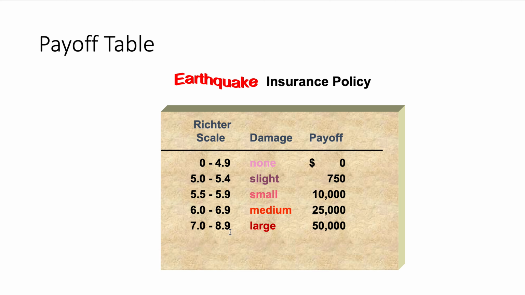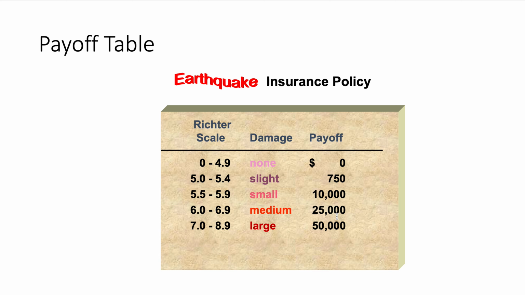Now this is the underlying variable. We call it a random variable here, where the outcome depends on what the earthquake really is. Now let's look at payoffs. The payoff depends on the value of that particular earthquake. It will be either 0, 750, 10,000, 25,000, or 50,000.